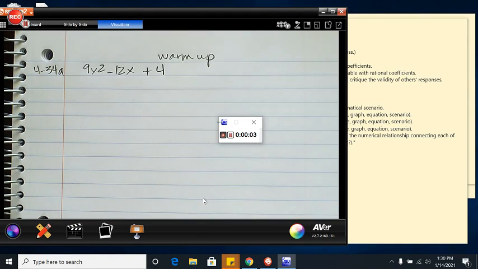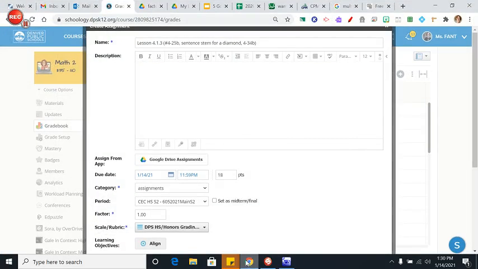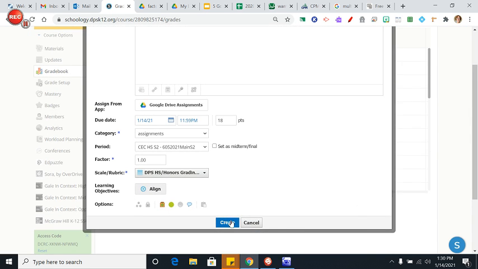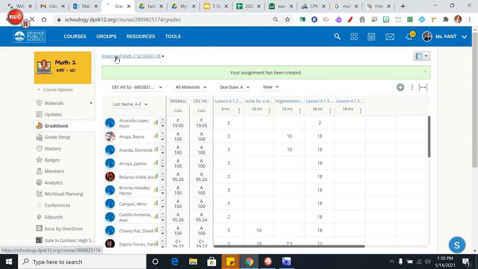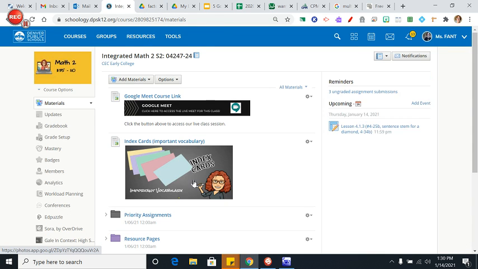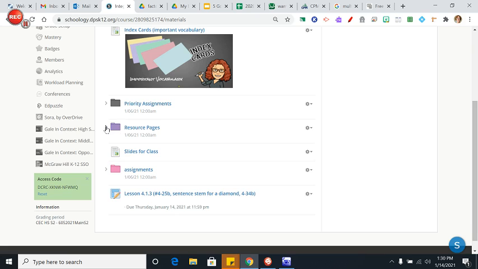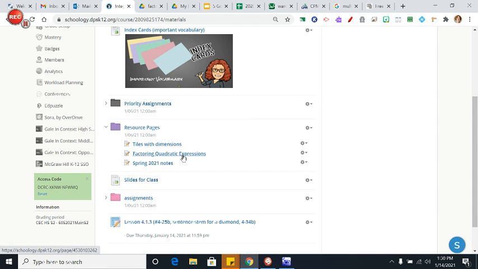Okay, we did 434A for the warm-up. If you are making up this assignment, I would like you to use the notes, and these notes can be found on the Schoology page in the purple folder, resource pages, factoring quadratic expressions.